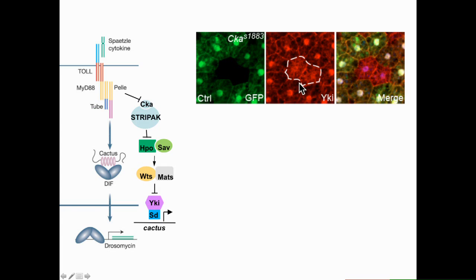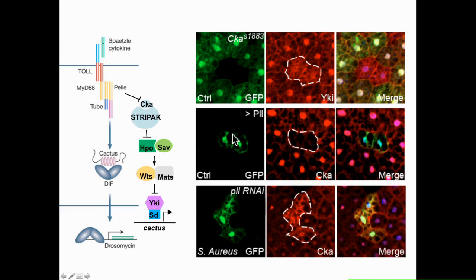Perhaps more importantly, if you look at clones which overproduce the Pele gene product, because as I already told you, Pele would phosphorylate CKA and degrade CKA, you can see that in these Pele-overexpressing cells, they have very low levels of CKA protein.